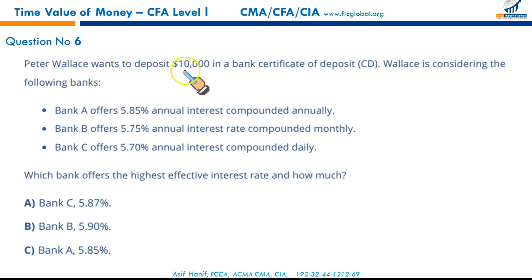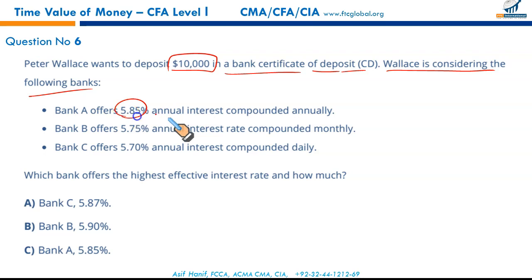Peter Wallace wants to deposit $10,000 in a bank certificate of deposit, CD. Wallace is considering the following banks. Bank A is offering 5.85% annual interest compounded annually. Bank B is offering 5.75% annual interest compounded monthly. This is compounded annually. So compounded annually means the effective annual rate would be 5.85%, because 5.85% annually, compounded annually, effective rate and annual percentage rate, they are the same.